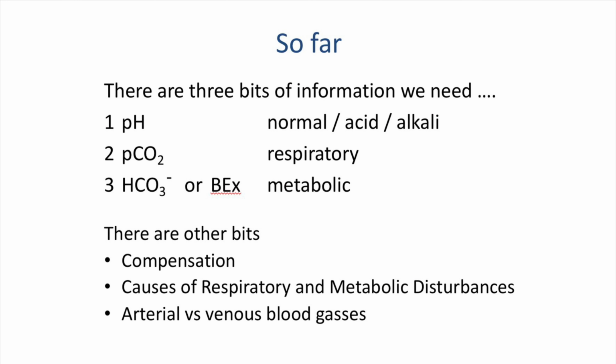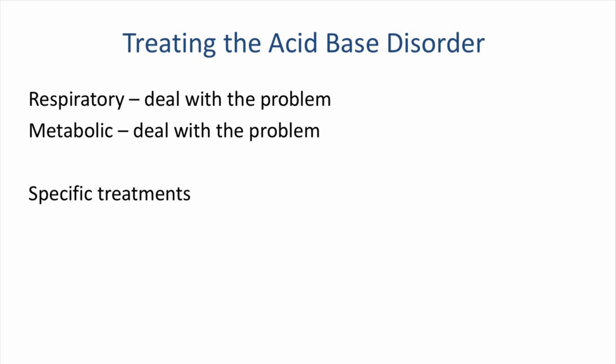Okay, let's recap so far. In terms of the acid-base parts of the blood gas, there's the pH, the CO2, which is the respiratory part, and the bicarbonate or base excess, which is the metabolic part. We haven't talked about compensation. We haven't really talked about the details of the medical causes of each of the four acid-base disorders. And we haven't talked about the differences in an arterial versus a venous blood gas. Once we've worked out which of the four acid-base disorders it is, we essentially treat the problem. We treat the medical cause of the acid-base disorder.